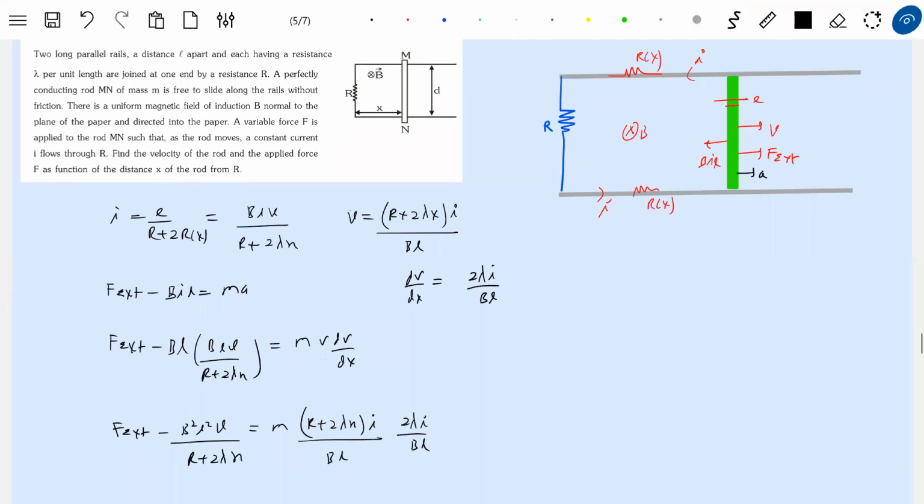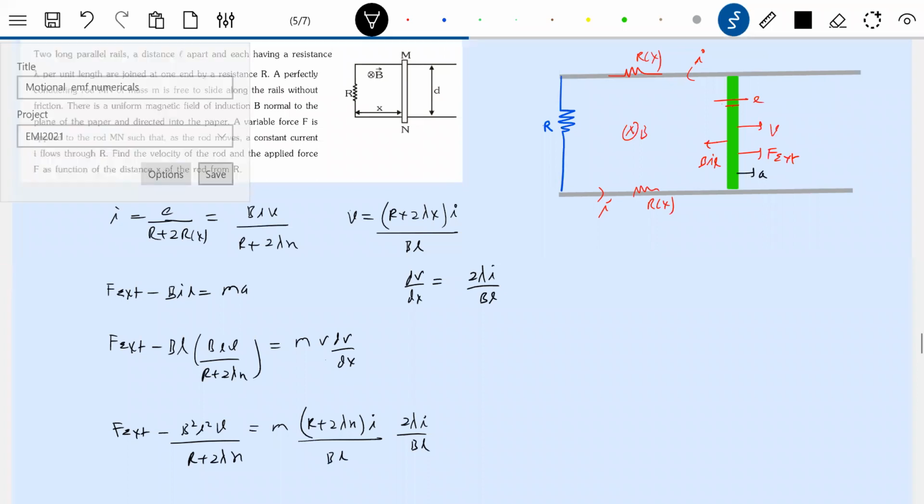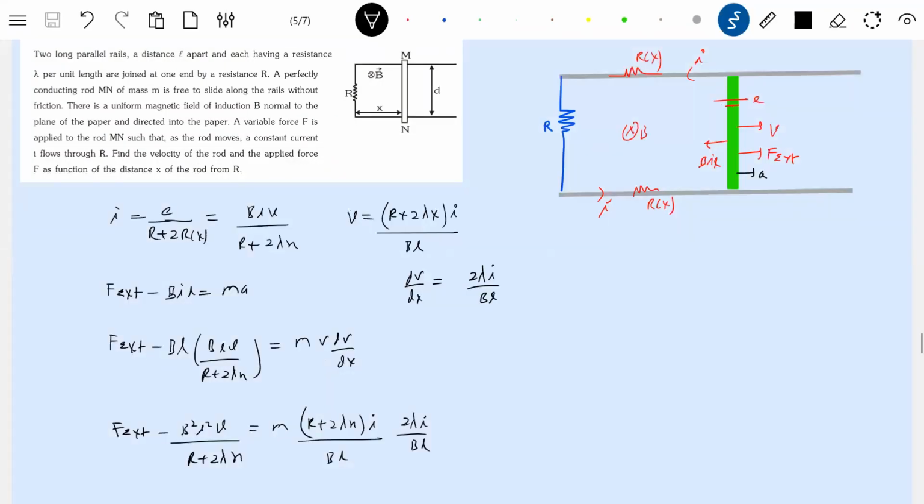Let's not bother. If the rails are having some resistance, okay, let it be. That will get added up to the circuit here. That's the only idea. Rest all is mathematics. Now again substitute the value of v here, then solve it. We'll get the required expression. Okay, anyway, I'm almost near, no? I'll do that also.